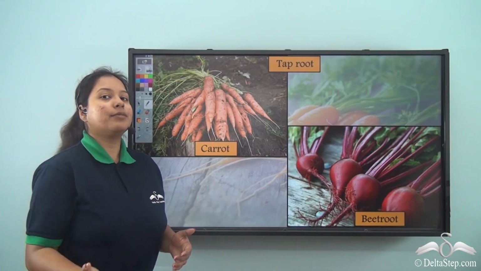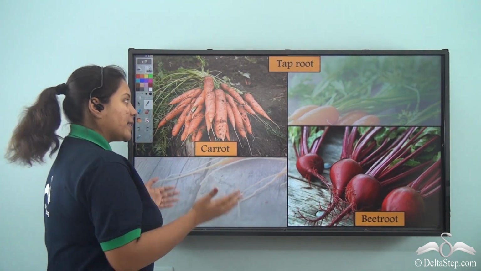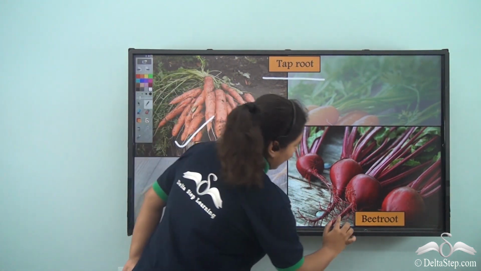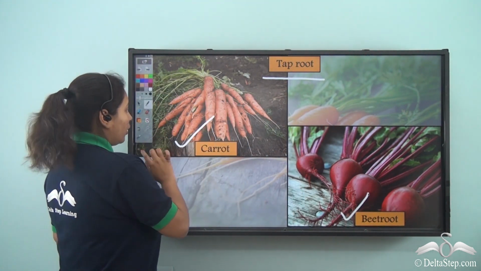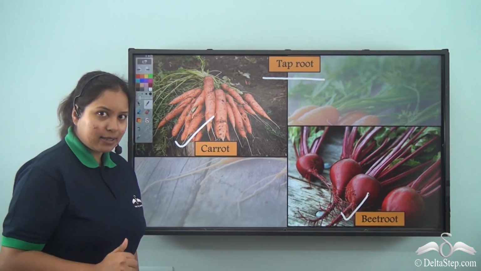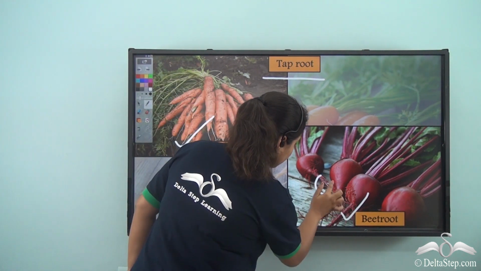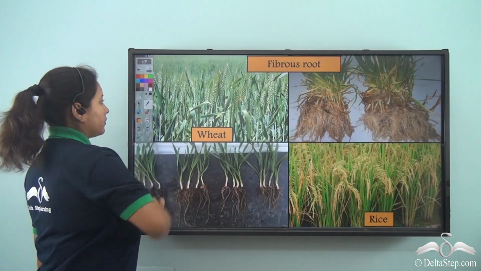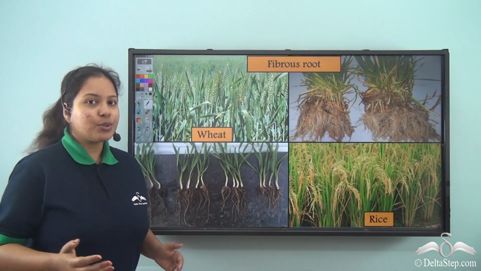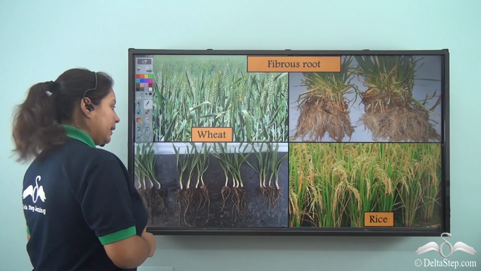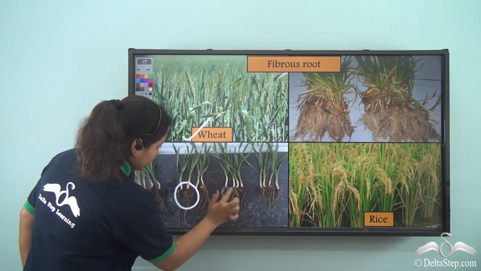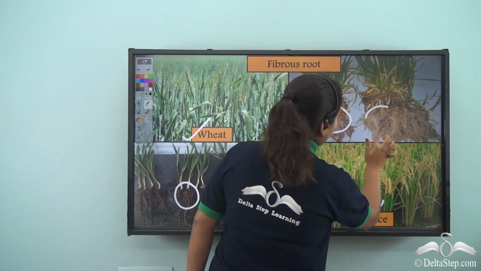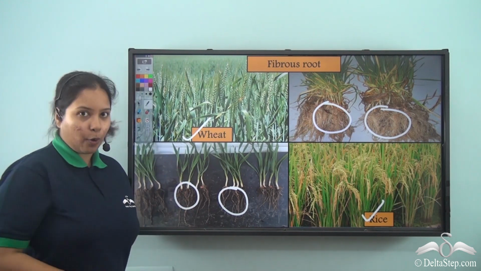Now, let's see some of the examples. Well, the examples of tap root are the carrot and beetroot. See, over here the roots have a leader and others are followers. See, the leader and the followers. Similarly, in the fibrous root, we have some examples like the wheat and the rice. See, all of them are equal and important.